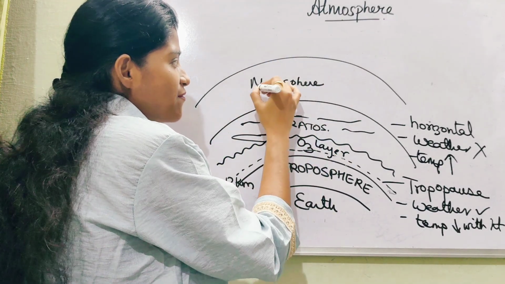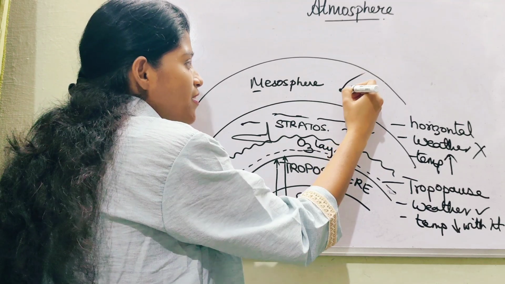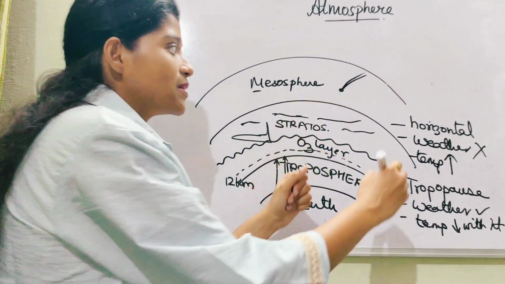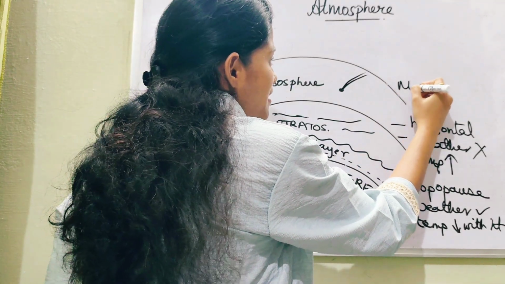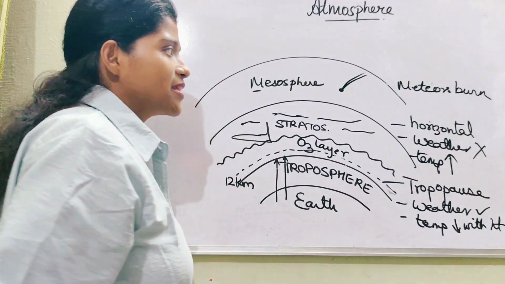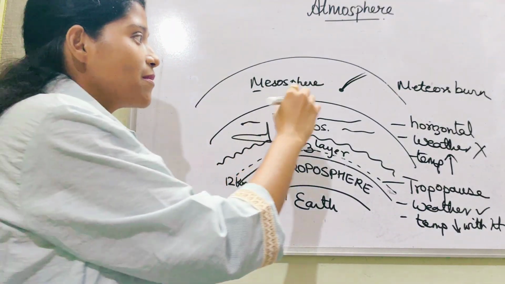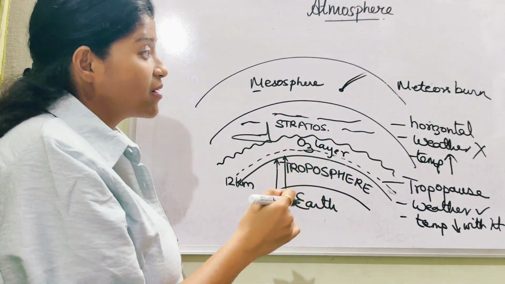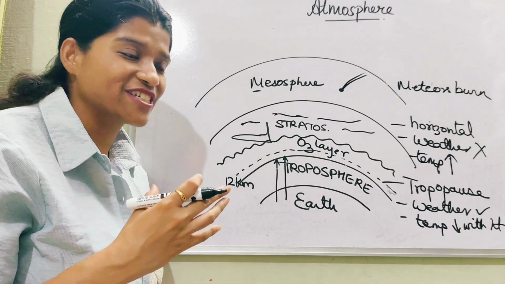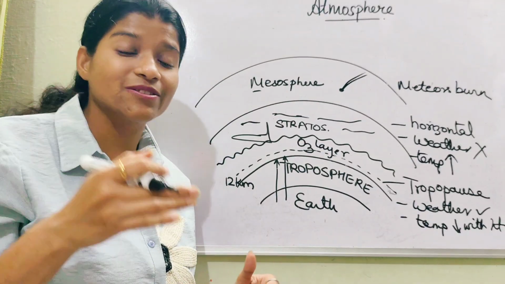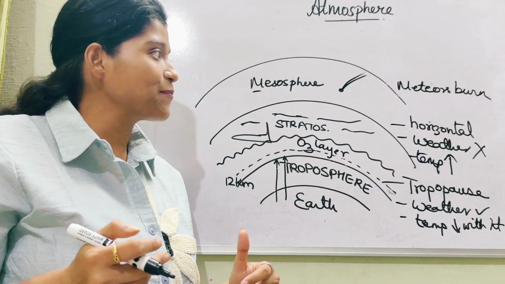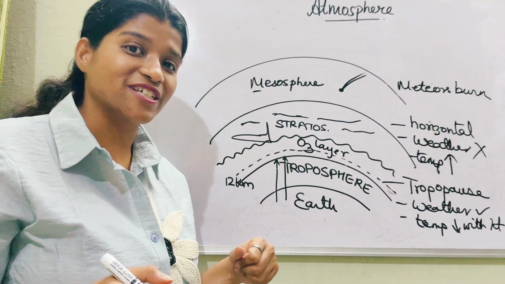M for mesosphere and M for meteors. In this layer the meteors burn. Why do the meteors burn? Remember, meteors burn because of friction. When the meteors enter the Earth's atmosphere, due to friction they burn up.